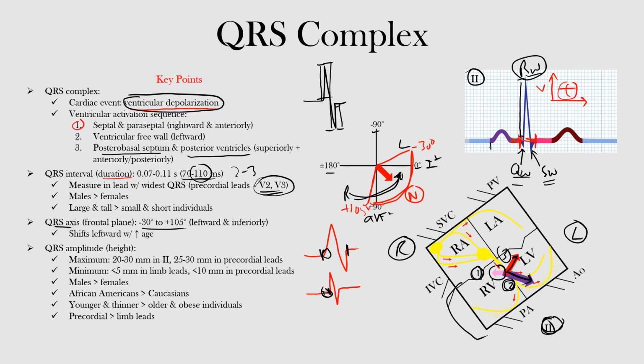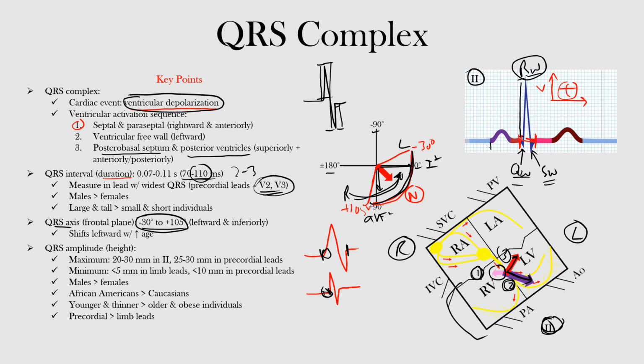It tends to be greater in males than females, as well as in larger and taller individuals compared to small and shorter individuals. The QRS axis, we said, is directed between -30 and +105 degrees, right, in this region, leftward and inferiorly, okay, to the left and going down in the frontal plane. And then remember, it shifts leftward with age as we get older.